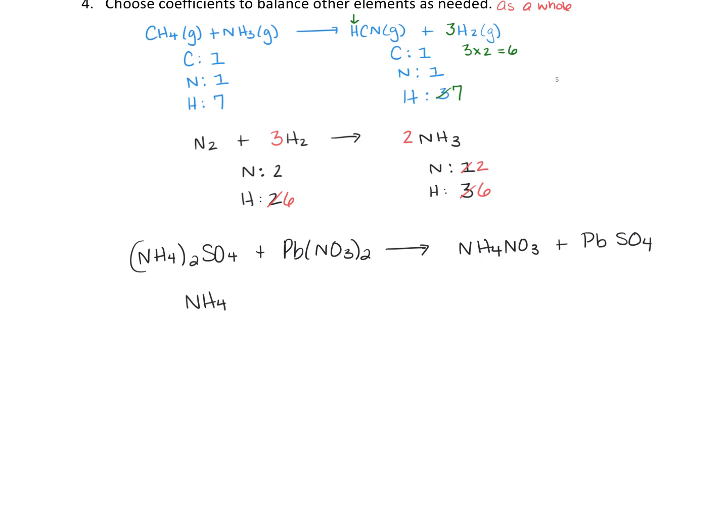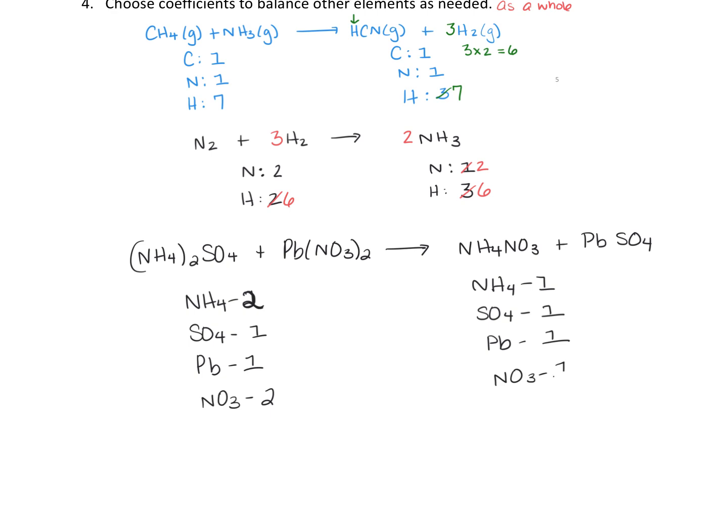So I'm going to say, hey, look, I've got 1 NH4 here. I have 1 NH4 here. I don't have 1. I have 2 NH4s. Sorry about that. Okay. I look next at the sulfate. I have 1 SO4 here and 1 SO4 here. I look at lead. I've got 1 lead here and 1 lead on this side, and then the nitrate I have 2 on this side, and the nitrate I have 1 on this side.